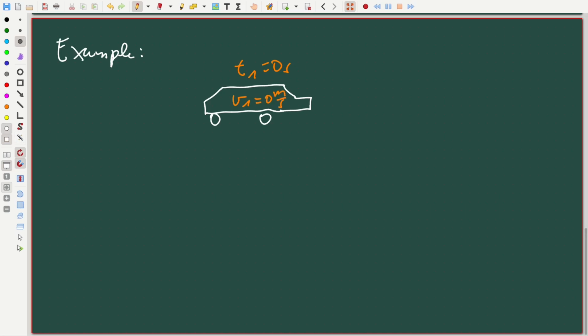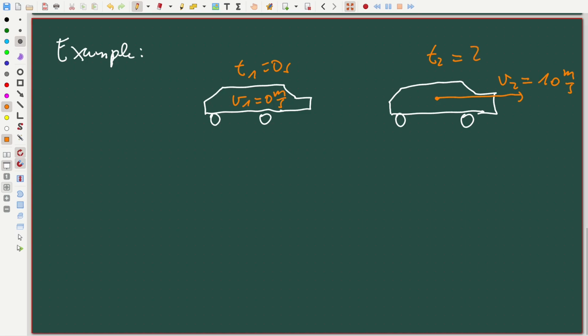And now after a certain time, the same car would have a certain speed, which means it accelerated by pressing the gas. Then we can define a speed v2, and we only write down the absolute value because it's in one dimension. So the speed v2 should be 10 meter per second, and the time t2 should be, let's suppose, 2 seconds.